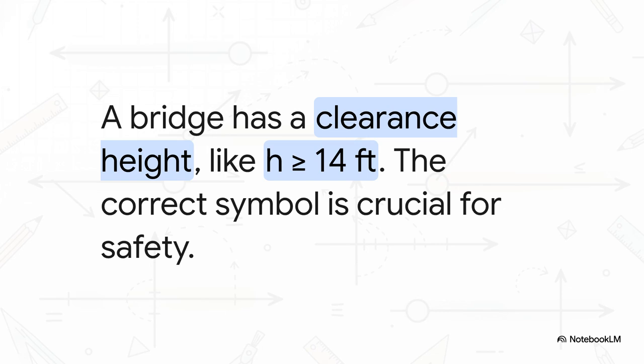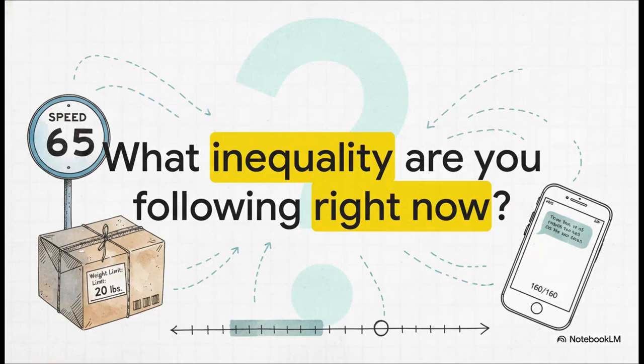Or think about a bridge on a highway. To make sure trucks can pass under safely, it needs a minimum clearance height. We could write that as h is greater than or equal to 14 feet. Any truck taller than that can't pass. This shows how getting that symbol right has huge, real-world consequences for engineering and, not getting the top of your truck sheared off. So the next time you see a speed limit or a weight limit on a box or even the character limit on a text message, you'll start to see these invisible rules everywhere.